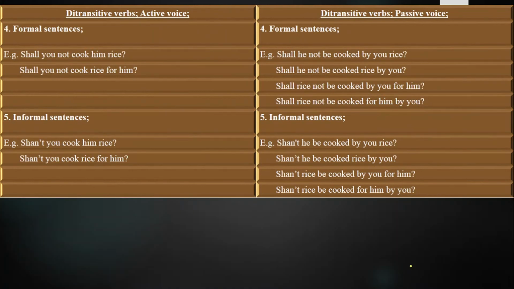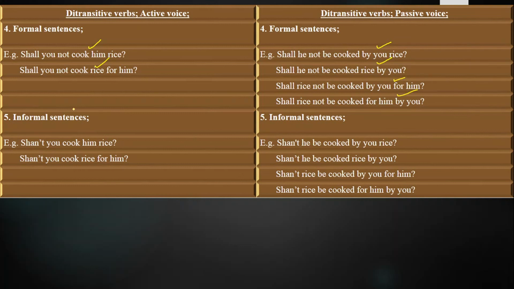After that we have got formal sentences. Their complete name is negative interrogative formal sentences. Those sentences in which we ask questions and deny the statement, we ask them in a formal and polite way, are called formal sentences. Shall you not cook him rice? Shall you not cook rice for him? Shall he not be cooked by you rice? Shall he not be cooked rice by you? Shall rice not be cooked by you for him? Shall rice not be cooked for him by you?